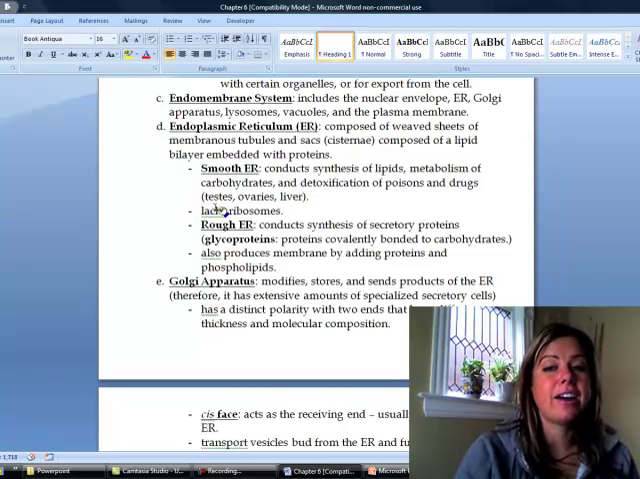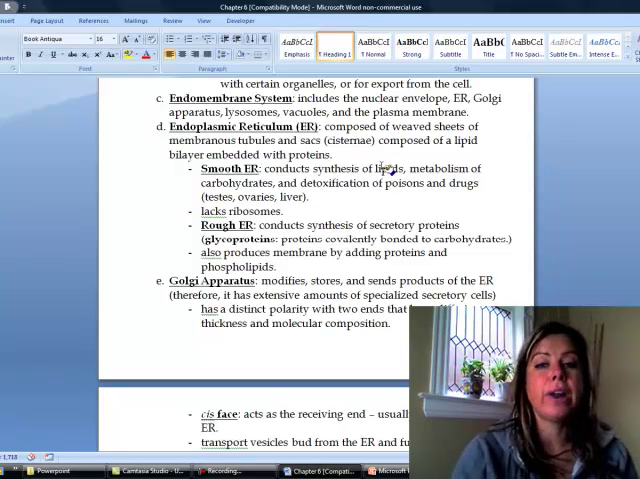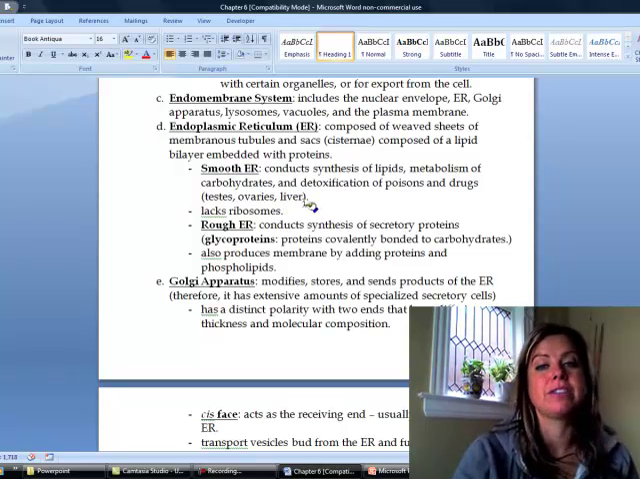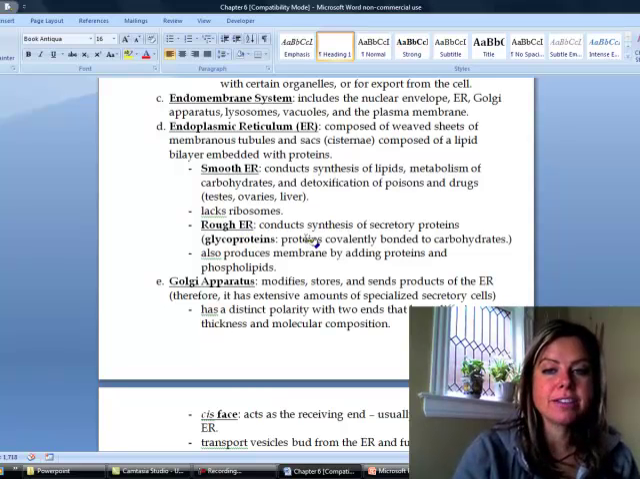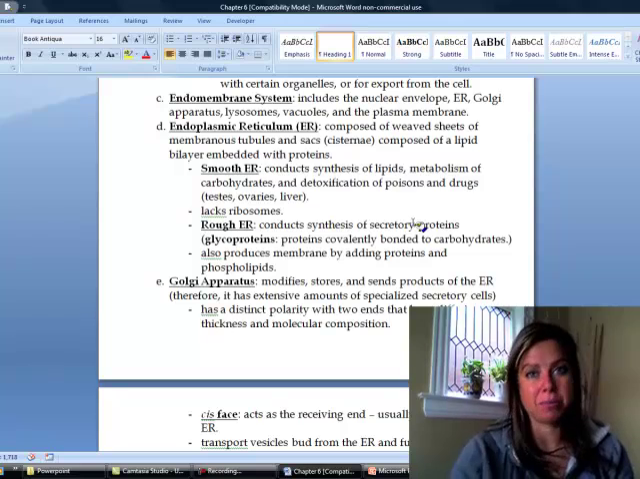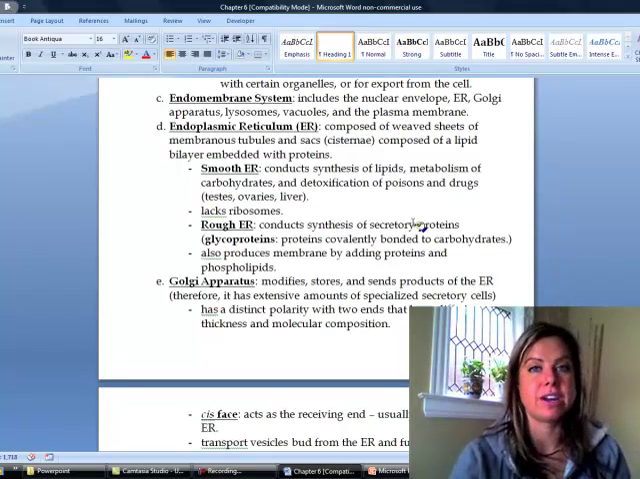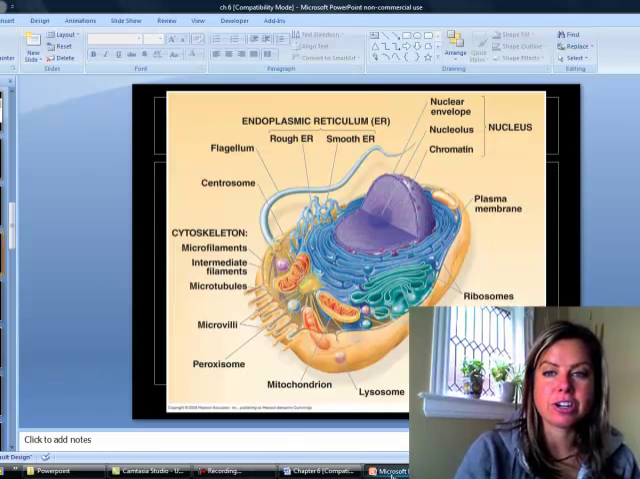So you could say that testes and ovaries, which make a lot of lipids, which are hormones, right, would have a lot of smooth ER because that's their job. Your liver is a big site of detoxification, so your liver is going to have a lot of smooth ER as well. Now, your rough ER is going to have the ribosomes on it, and so what it's going to do is it's actually going to make proteins. That makes sense, right? Ribosomes' job is to make proteins, and so the rough ER is going to help them do that.